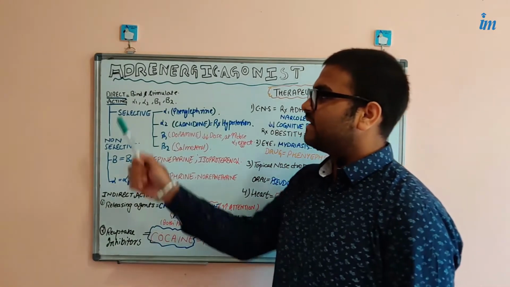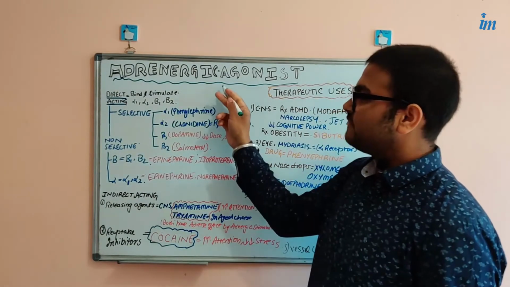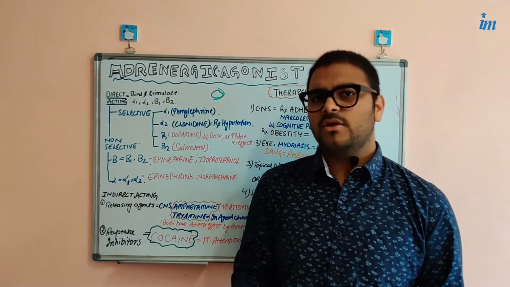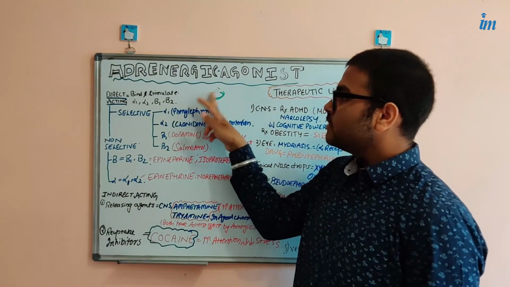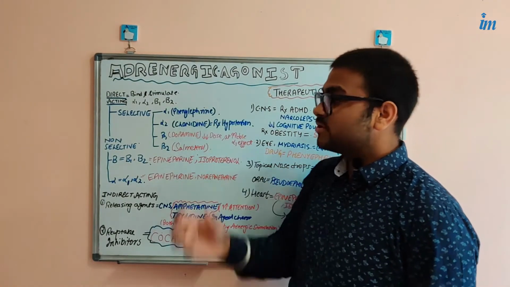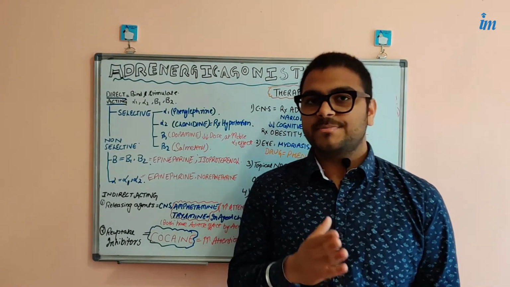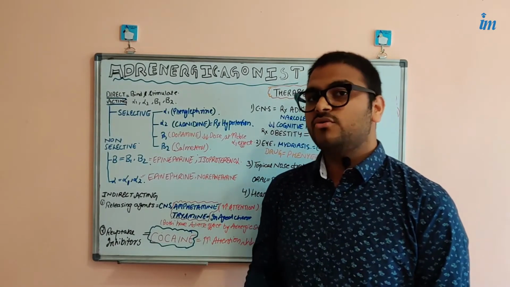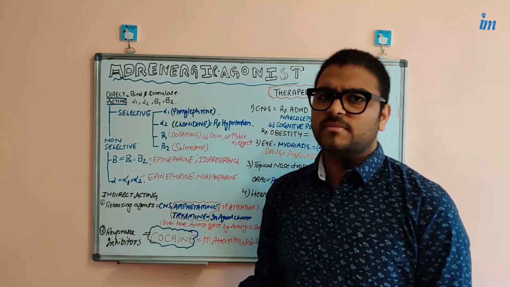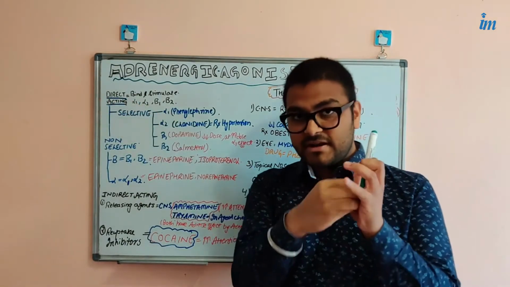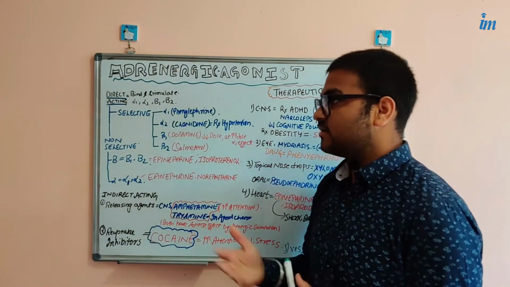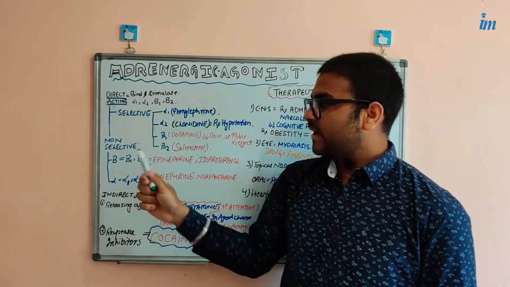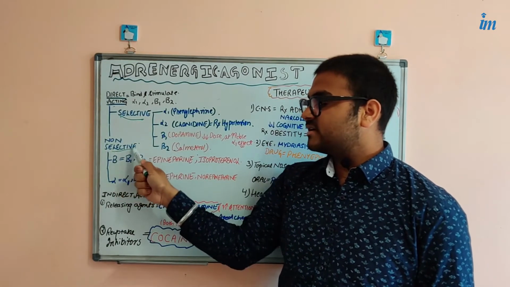What do you mean by direct acting adrenergic agents? It means that if this is the adrenergic receptor, the drug will bind directly to the receptor and will produce the effect. Which receptors can the drug bind to? It can bind to alpha 1, alpha 2, beta 1, and also beta 2, but since it is directly binding to the receptor, these drugs are called direct acting. Now we'll classify the direct acting drugs into two categories, selective and non-selective.